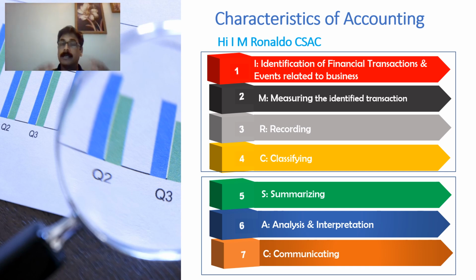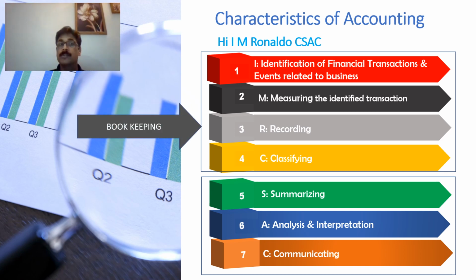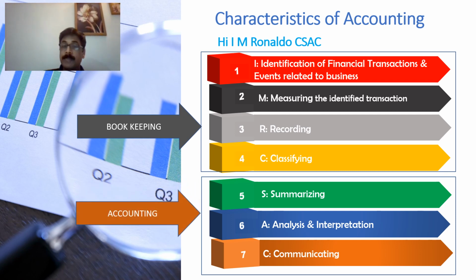Now, one more thing I would like you to understand: the first 4 points are known as bookkeeping. So identification of financial transactions, measuring the identified transactions, recording, and classifying come under bookkeeping. And the next 5, 6, 7, that is summarizing, analysis, and communicating, are known as accounting. So this is the difference between bookkeeping and accounting, which can be understood through this simple understanding of characteristics of accounting. I hope this video helps you in understanding and clearing your doubts about characteristics of accounting.